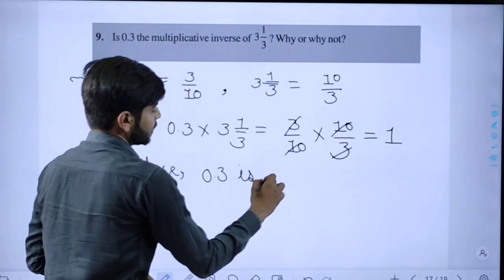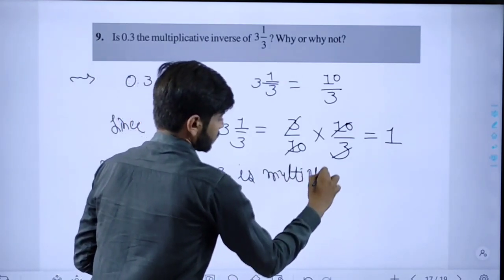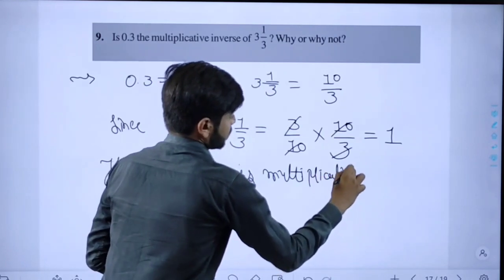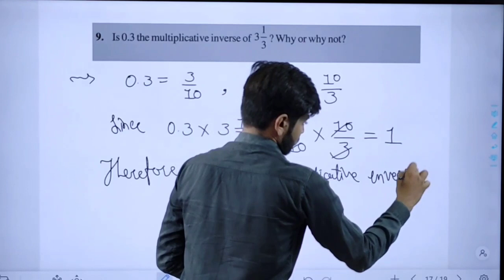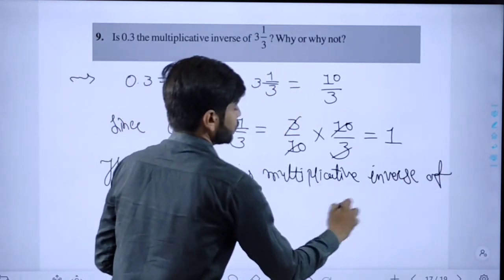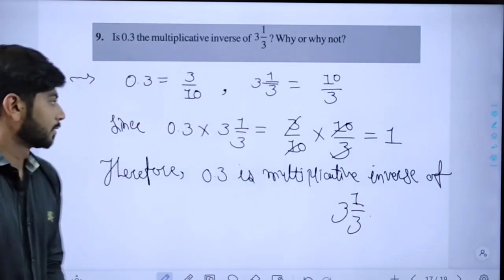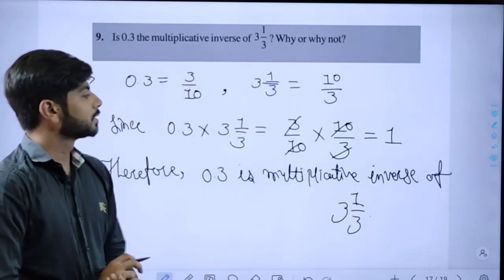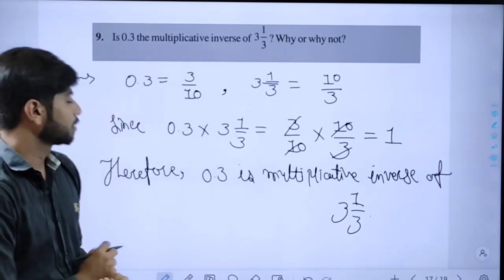0.3 is the multiplicative inverse of 3, 1 upon 3. Okay, so similarly you have to do this sum with the previous method. Now let's do the 10th question.